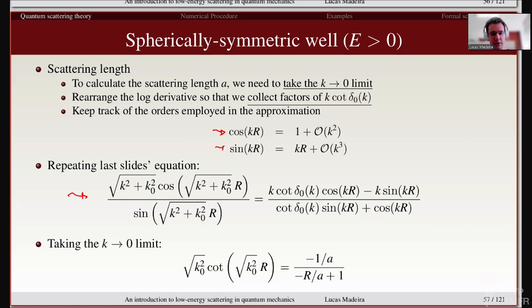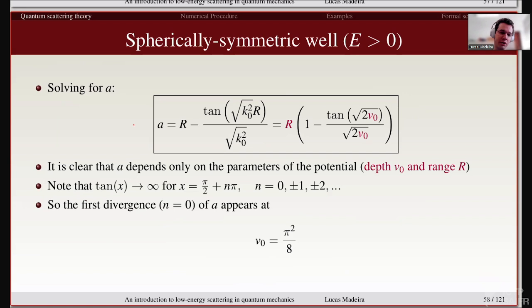So I'm expanding the cosine and sine like this, right? I'm going to collect all the factors that appear of the product of k cotangent of the phase shift, because we can relate that to 1 over the scattering length, as you remember. And if I do that on this equation here, I get this other equation at the bottom of the slide. If I rearrange things, I get an expression for the scattering length. So here is the scattering length A in terms of the parameters of my potential, my depth V naught, and the range of my potential R. So in this very simple case, we can write an analytical expression of my scattering length in terms of those two parameters that define my potential.